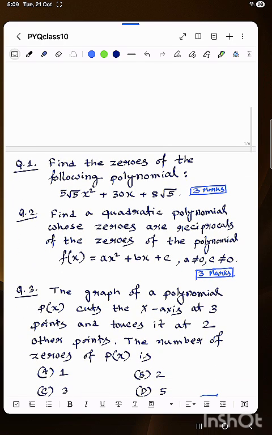So you can see this first question. First note down this question, then I will solve its answer. Find the zeros of the following polynomial: 5 root 5 x square plus 30x plus 8 root 5. So this is your polynomial. Now we have to find its zeros, meaning for what value of x this polynomial value can be 0.